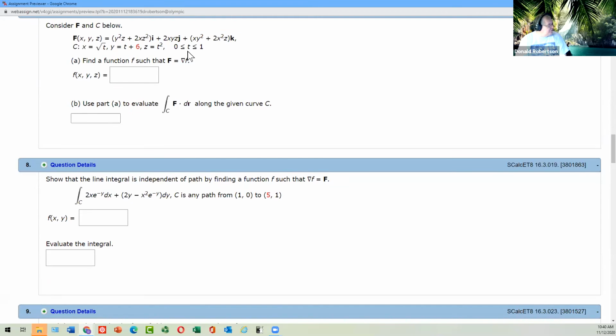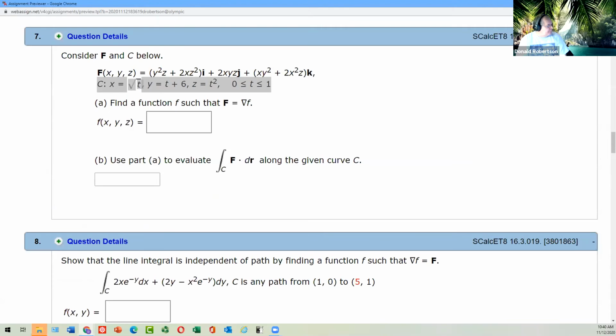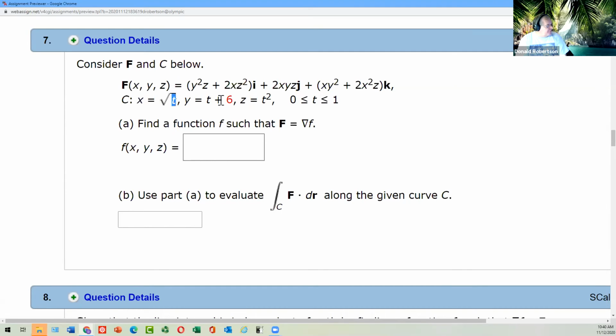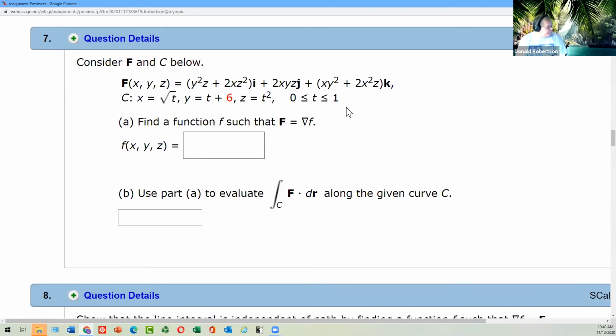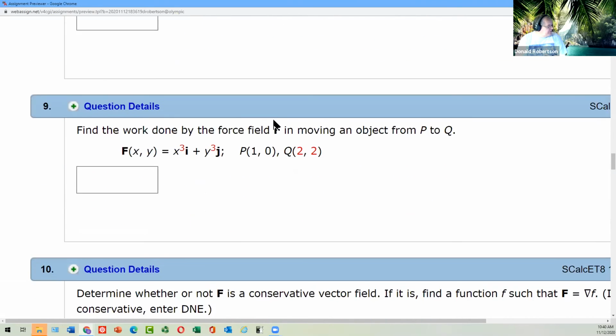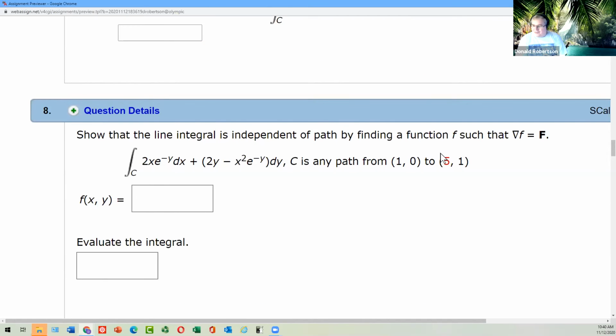In this question here, can you see that the start and finish point, you will get it from here? A bit bigger. Can you see that this is the curve, but at 0, the curve has position 0, 6, 0, and at 1, it has position 1, 7, 1, right? So that's your start and finish coordinates. And then don't you just do the usual delta f equals F and solve for the potential function? And there's one of those dx dy's that I did. That's the correct version of 8, not the first one, but the second.